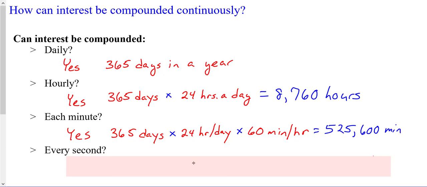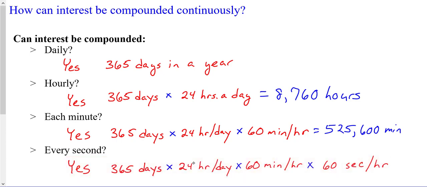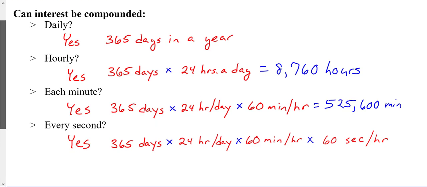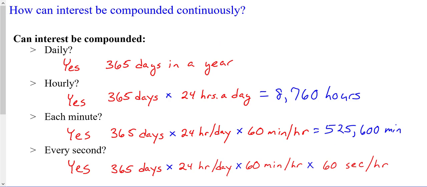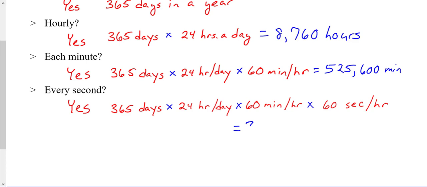So what about every second? Yeah, you can do it every second. Same thing. That's 365 days a year times 24 hours a day times 60 minutes an hour times 60 seconds every minute. That would be compounding 31,536,000 seconds. And that would be a lot. And time just keeps getting smaller and smaller and smaller.